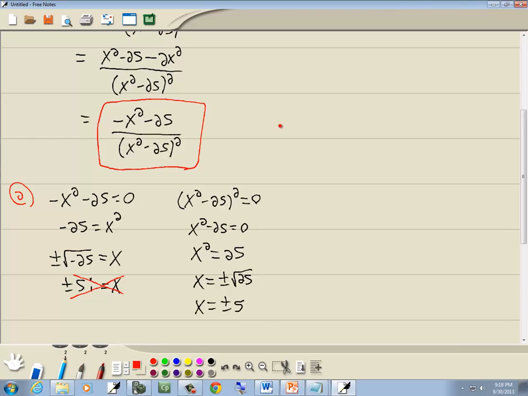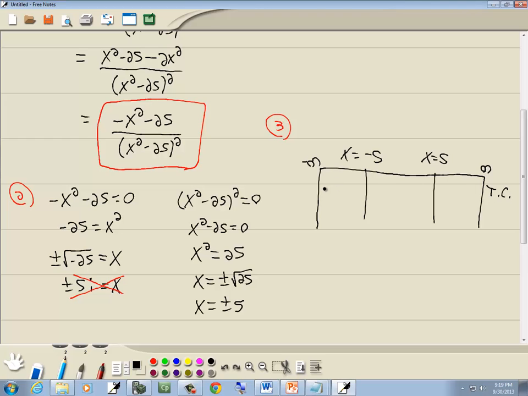Now let me build my table of intervals here. So we're going to have negative 5, and we'll have positive 5. Over here is positive infinity. Over here to the left is negative infinity. We want to choose test cases. So I want to choose an x value between negative infinity and negative 5, like negative 6, negative 7. I want to choose something between negative 5 and 5, like 0. And I want to choose something greater than 5, between 5 and positive infinity, like 6 or 7.